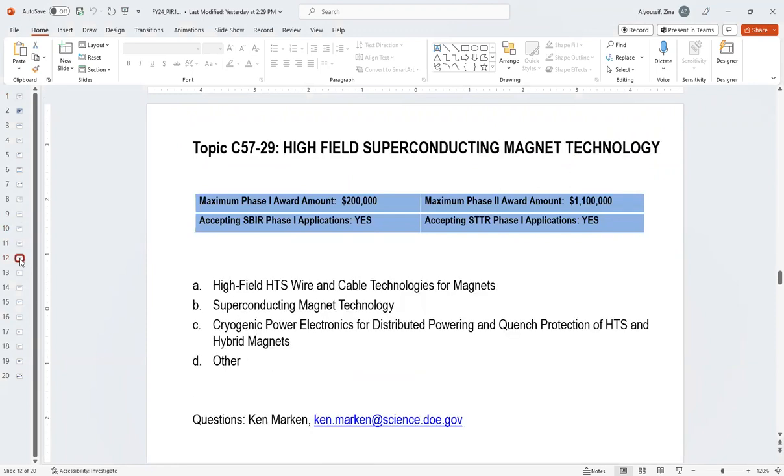Subtopic B is superconducting magnet technology. We're mostly interested in innovations to push the high field boundary in these magnets using a hybrid high temperature superconductor, low temperature superconductor technology. And we're interested, again, both for dipoles and solenoid magnets.